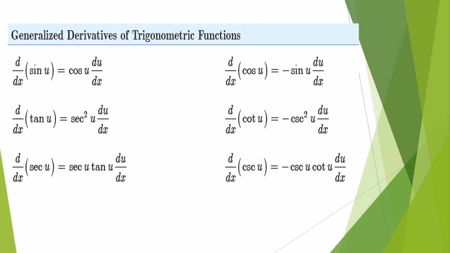This slide gives us the generalized derivatives for trigonometric functions. d by dx for sine u equal cosine u du by dx, as we said. d by dx for cosine u equal negative sine u du by dx. d by dx for tan u equal sec square u du by dx. d by dx for cotan u equal negative cosec square u du by dx. d by dx for sec u equal sec u tan u du by dx. d by dx for cosec u equal negative cosec u cotan u du by dx.